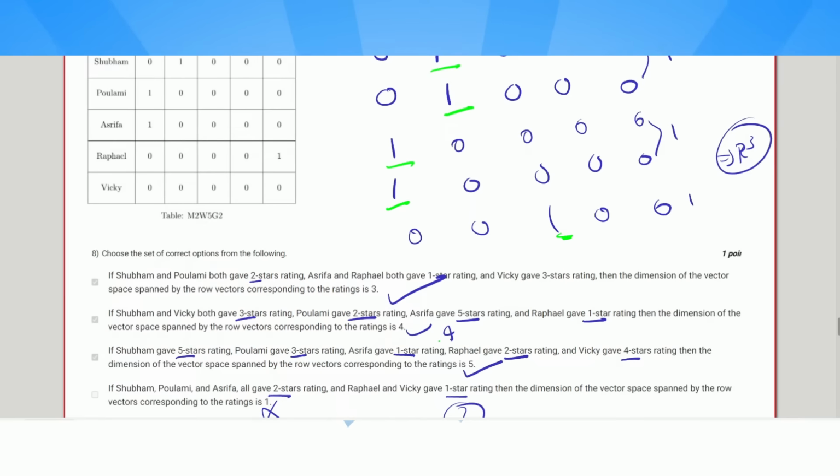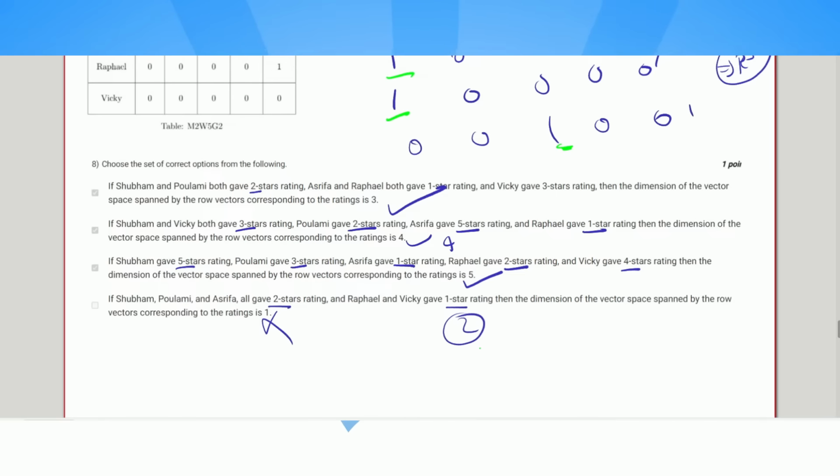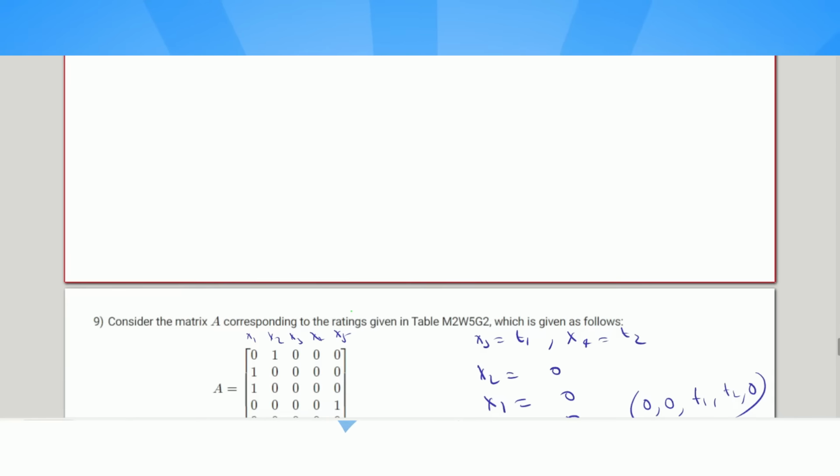Option 1 is right. Second, Shubham and Vicky gave 3-star, Paulmi gave 2-star, Asifa gave 5-star, and Rafael gave 1-star. So here the pivot entries will be 1, 2, 3, 4, so the dimension will be 4. And the third option has 3-star, 1-star, 2-star, 4-star, and 5-star ratings, all different stars. So all 5 columns have a pivot entry, and the dimension will be 5. And the last one says 2-star and 1-star, the dimension will be 2. Option having 1 is wrong. Come to the next question.